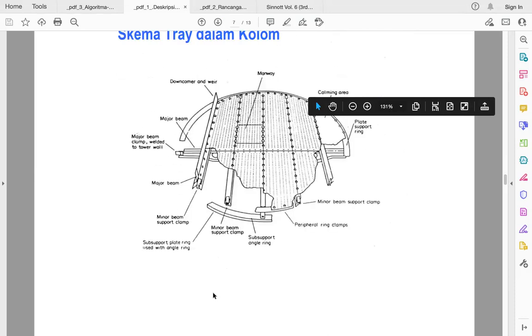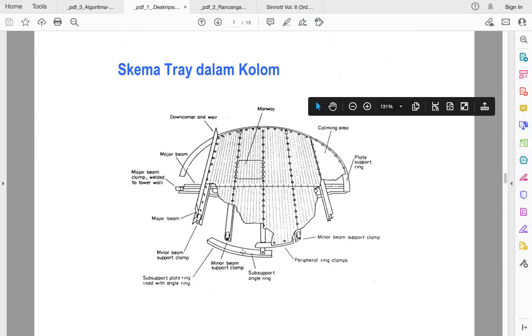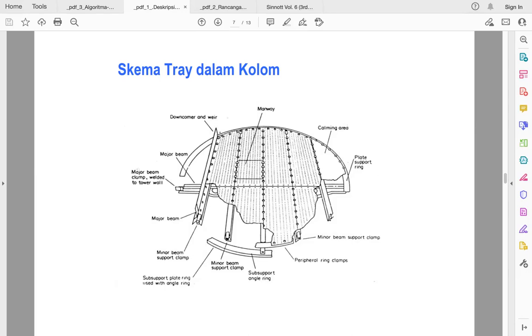Okay, so let's have a look at the tray and the column. Usually we have to design the diameter of the column, and then in here there is a downcomer and the weir, which holds back the liquid. And then this one we install like a tile, like a floor.